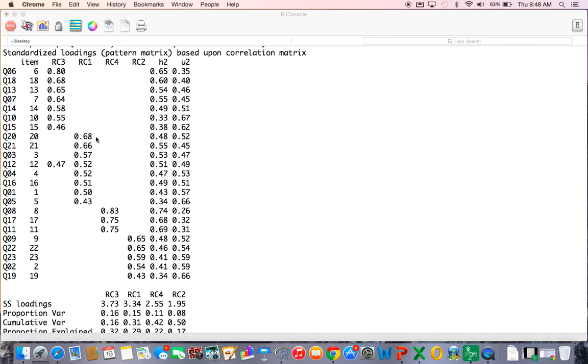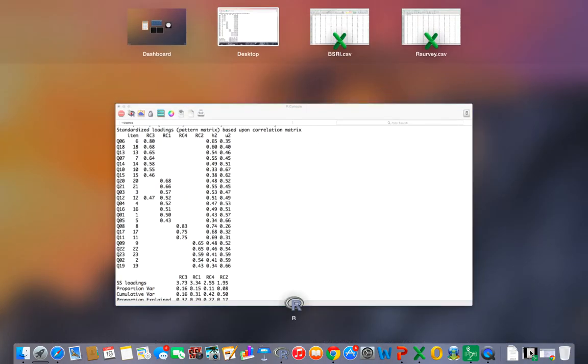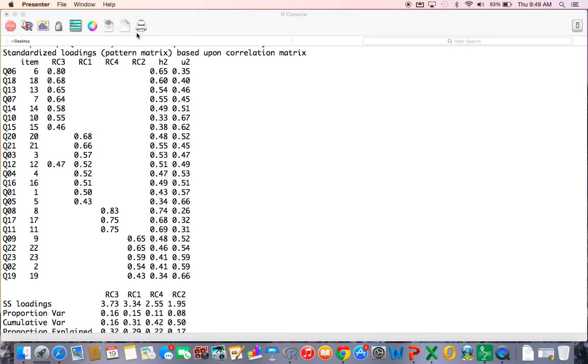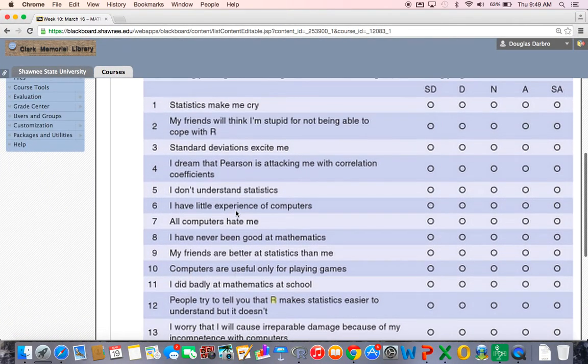So we have questions 20, 21, 3, 12, 4, 16, 1, and 5 that load on component 1. Now, what do those questions have in common? I got to go back and think about what these things actually have in common.